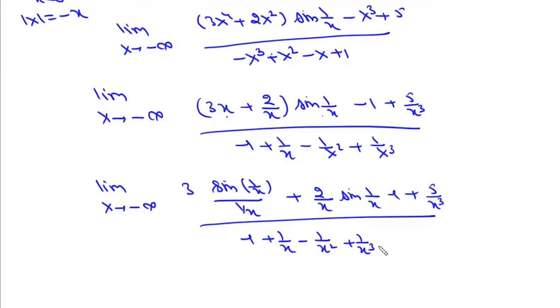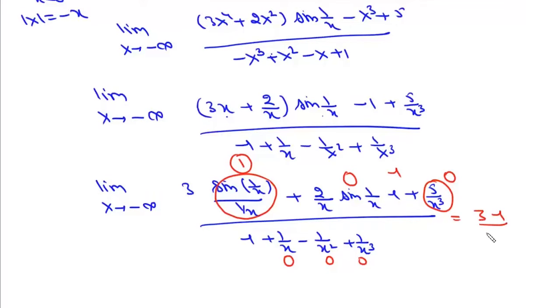Now when x tends to infinity, 1 by x is 0, so these terms will be 0. This limit, sin of 1 by x over 1 by x, is 1. This is minus 1, the rest of them will be 0. So this limit will be 3 minus 1 upon minus 1, which is minus 2. So the answer to this limit is minus 2.